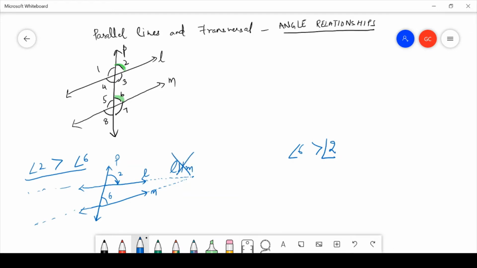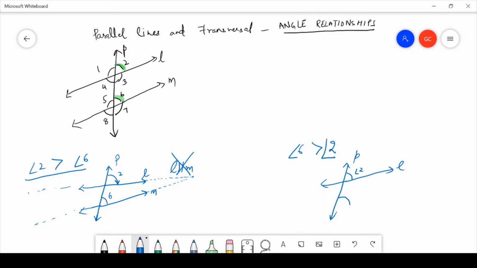Okay, let's see what happens similarly if angle 6 is greater than angle 2. Let's draw angle 2 here. This is angle 2, the amount of rotation that's happening for angle 2, or line L, with respect to line P. Now angle 6 is the rotation of line M with respect to line P.